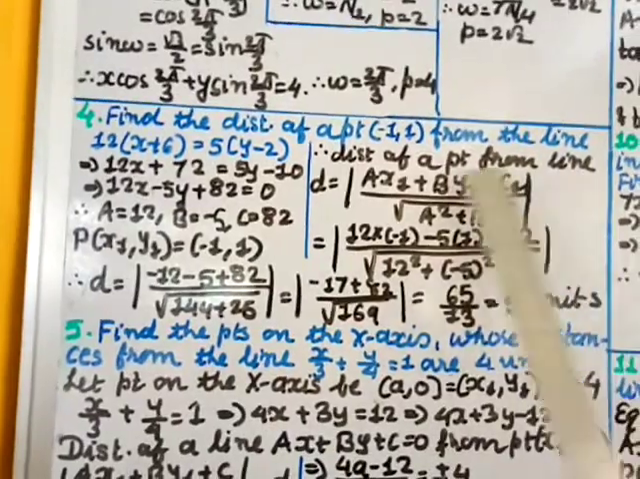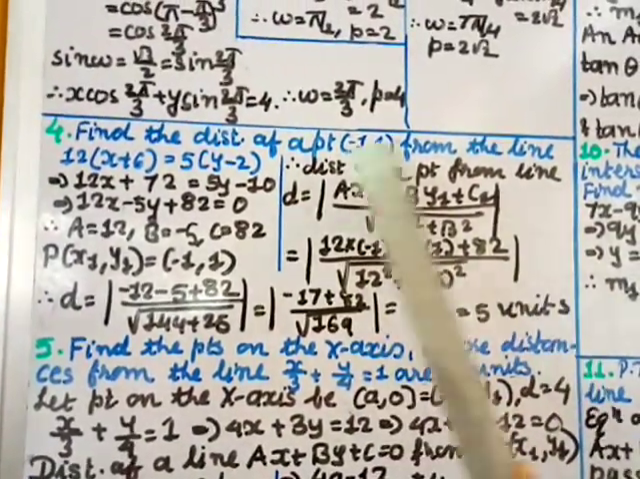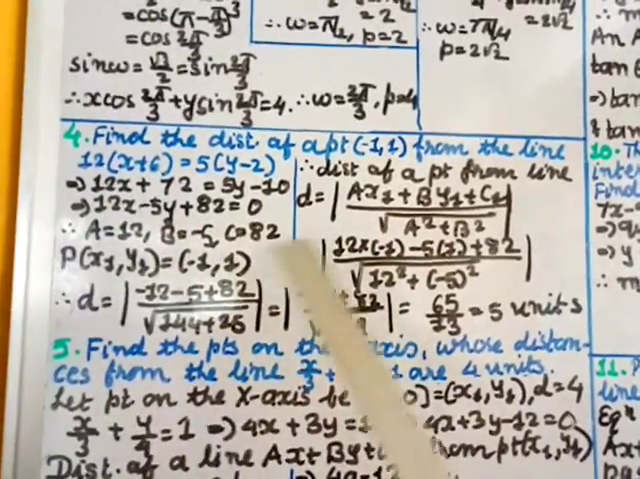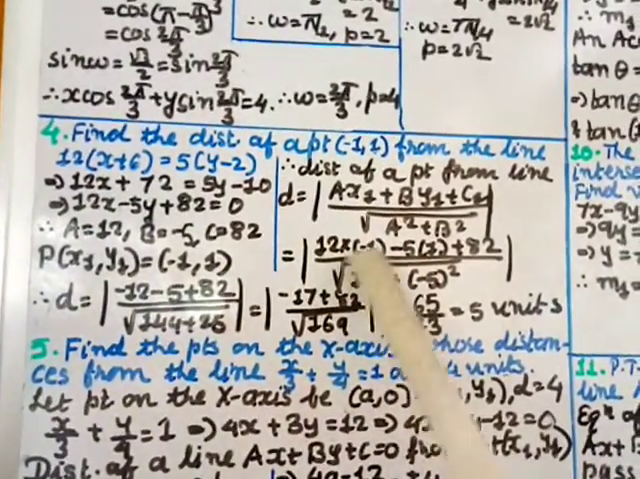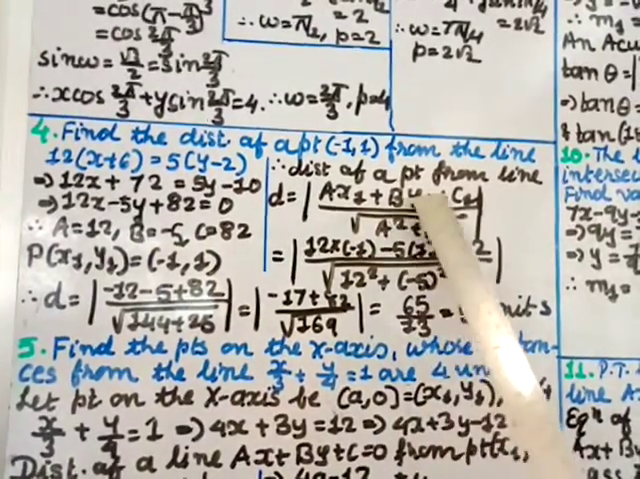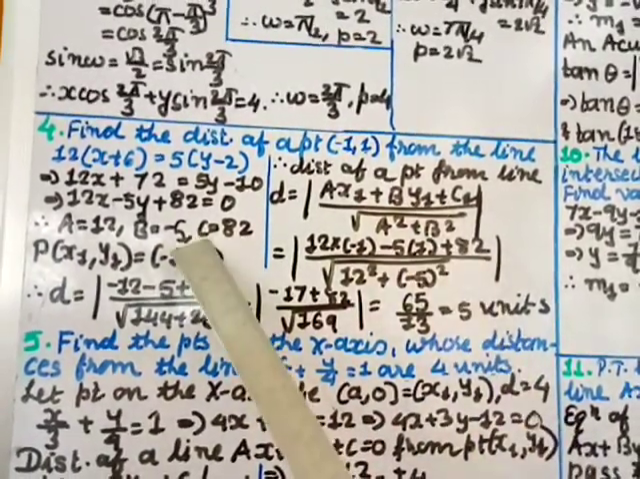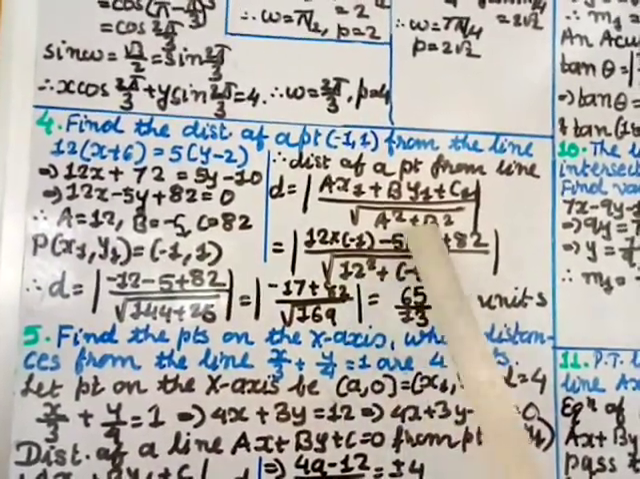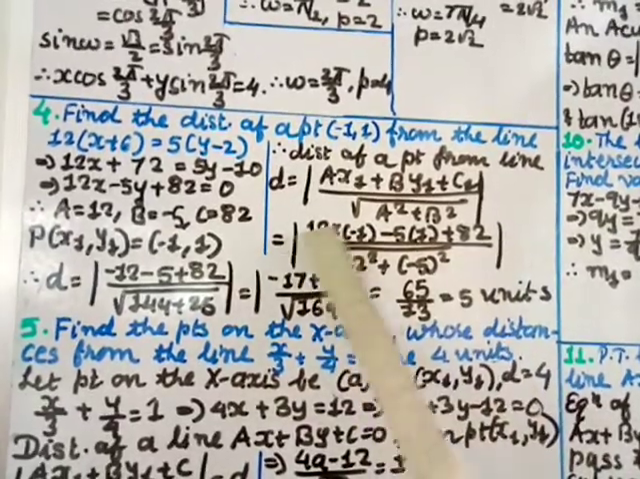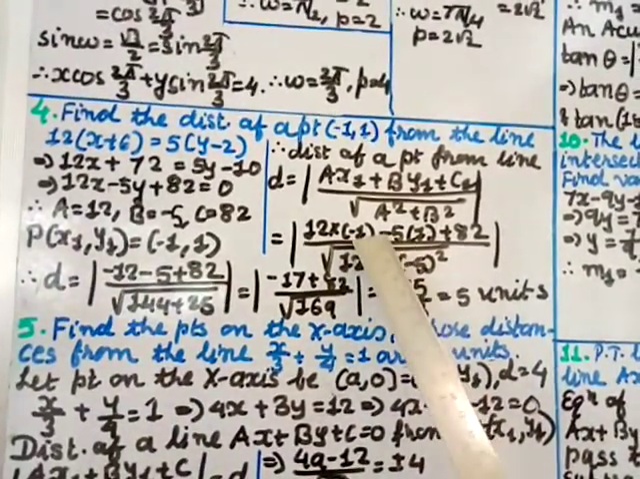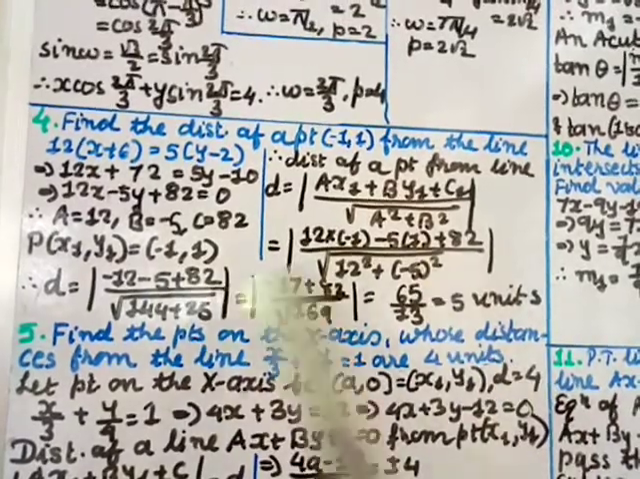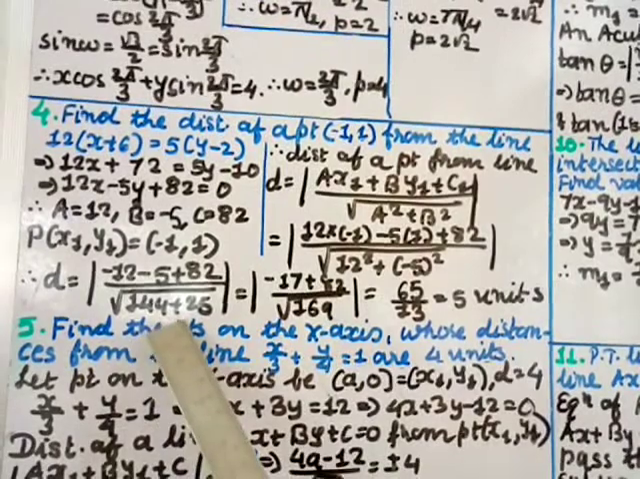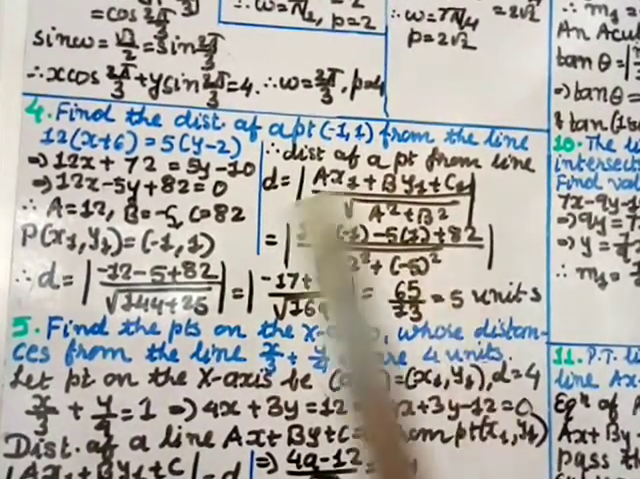Now the distance of a point from a line is given by this formula. So let us put all the values. d equals a value 12, x1 is minus 1, b value is minus 5, y1 is plus 1, plus c, that is 82, divided by square root of a square, that is 12 square, plus b square, that is minus 5 square. 12 into minus 1 is minus 12, 5 into 1 is minus 5, plus 82, divided by square root of 12 square is 144 plus minus 5 square is 25.